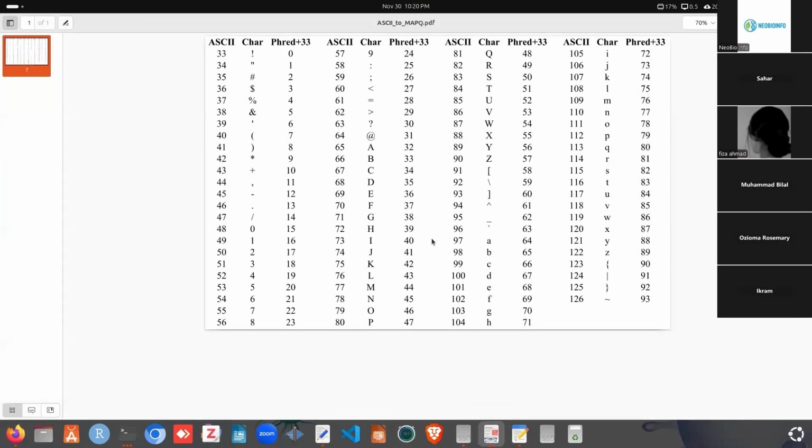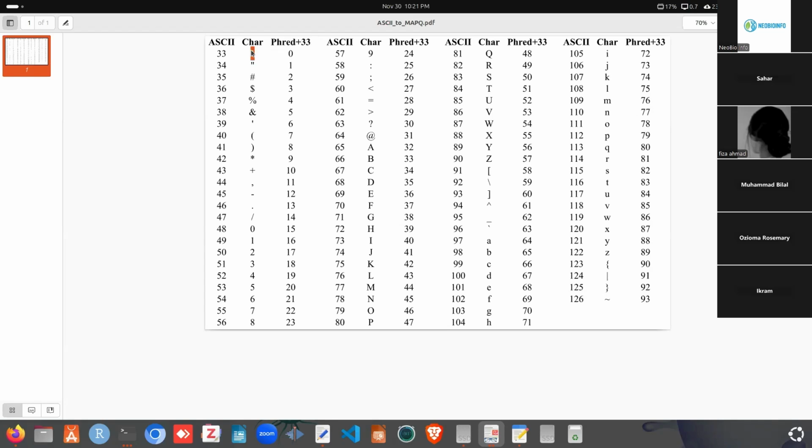So we can see this table. This is one column, this is another, this is another, and this is another. When we talk about the quality score, there are two: Phred 64 and Phred 33. Phred 64 was for the old versions of Illumina, and for the modern version Phred 33 is used. It starts from ASCII character 33 and ends at 126. So ASCII characters 33 to 126, these 94 characters, are used for the quality scores. That is Phred 33, and it is related to the MAPQ, the mapping quality.